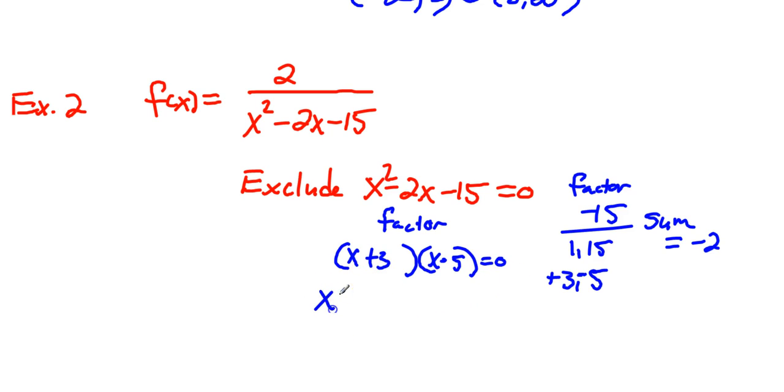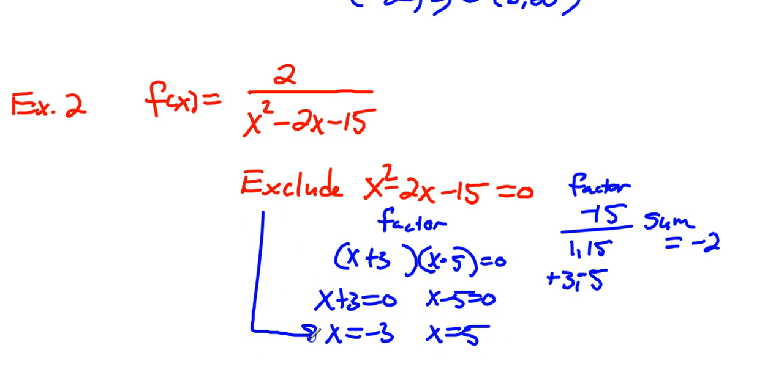And then for those, just change your signs, because you're going to set both of those equal to 0. So you've got the negative 3, and then you've got the positive 5. Okay, and again, that's what you have to exclude, depending on how they word the answer on this one.